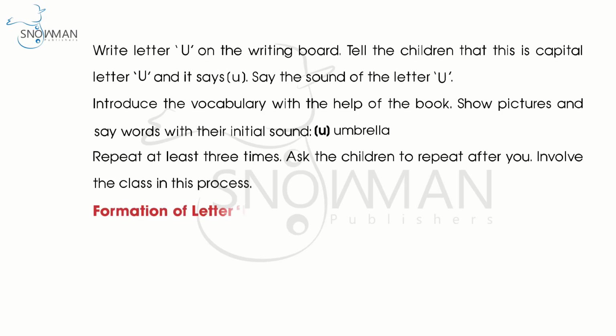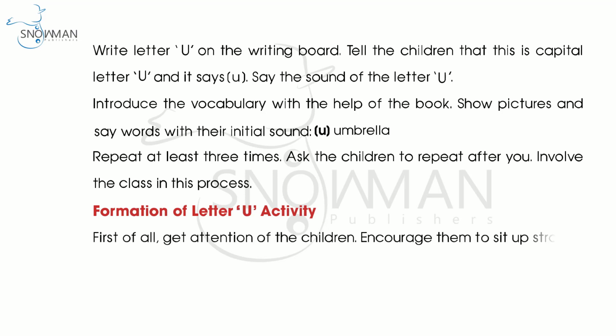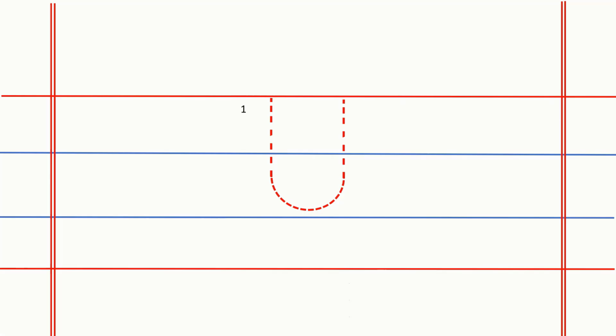Formation of the letter U activity. First of all, get attention of the children. Encourage them to sit up straight and not bend their backs. Draw 4 lines on the writing board. Write the letter U on the first 3 lines and give instructions.